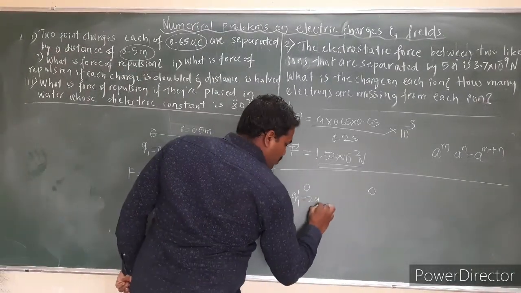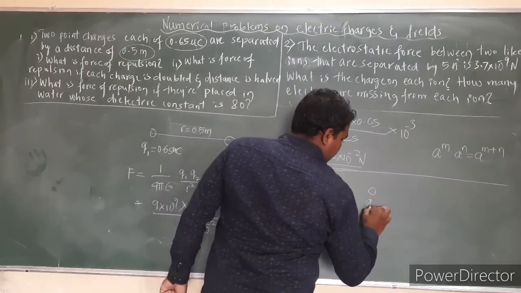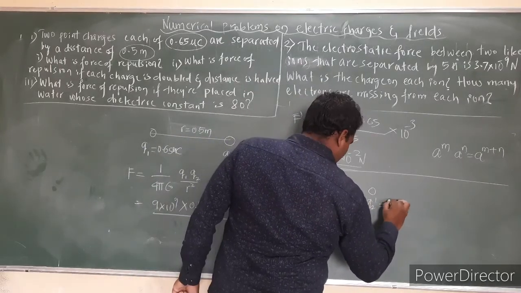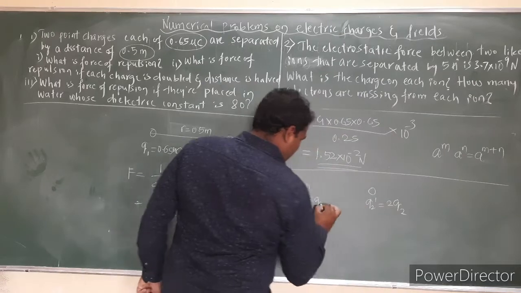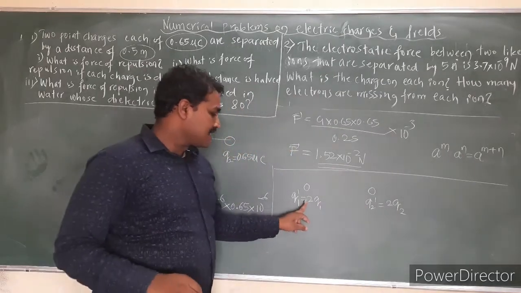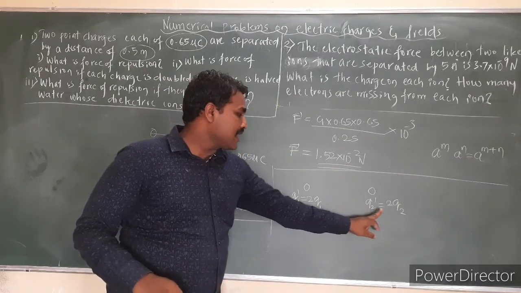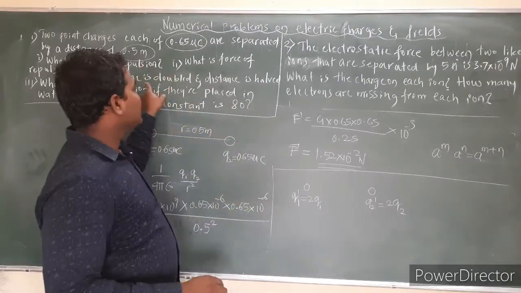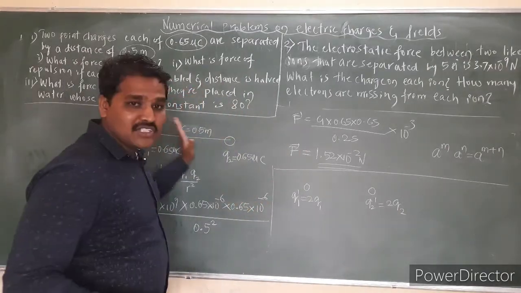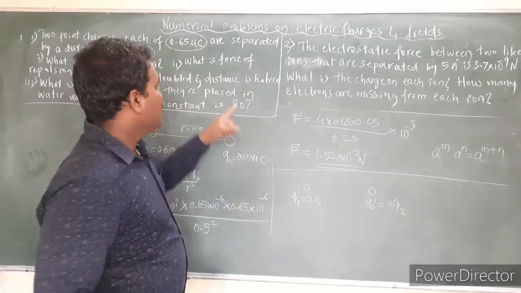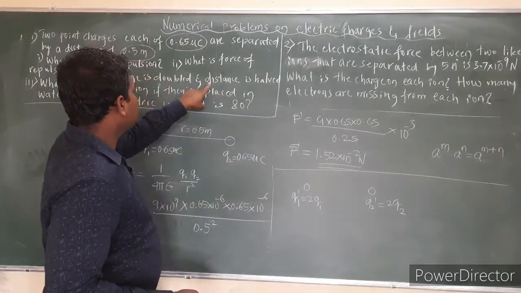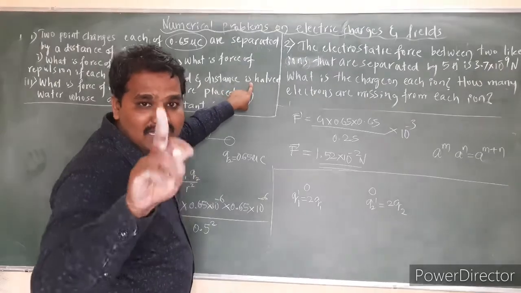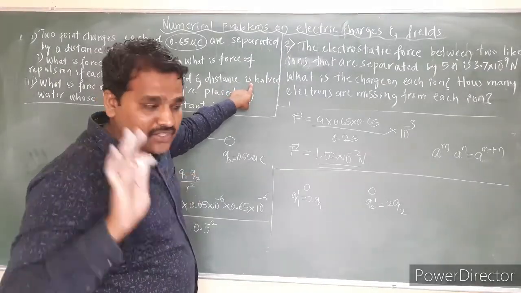is equal to 2 times Q1 here. Similarly, Q2 dash I write as 2 times Q2. Correct? So Q1 dash is 2 times Q1, Q2 dash is 2 times Q2. Not only the magnitude of the charge, the distance between both the charges is also changed. What is the distance? The distance is half, they are telling you. So it is reduced to half of the initial value.